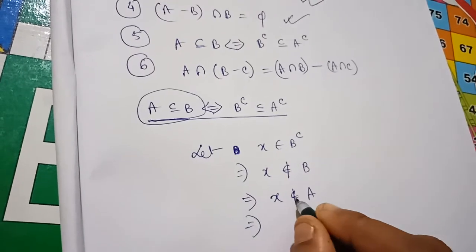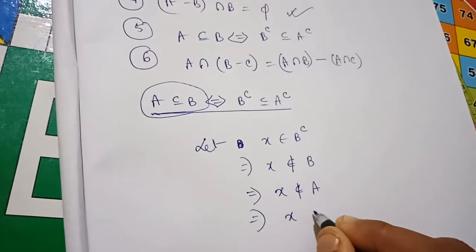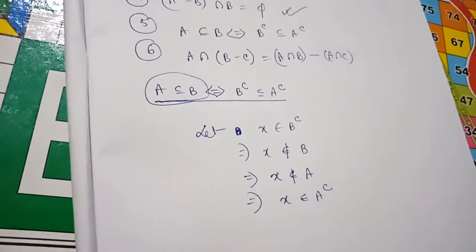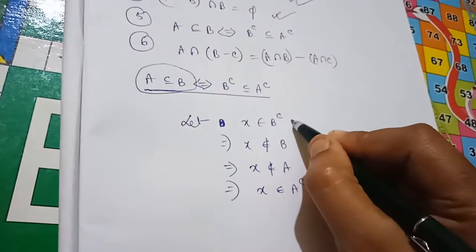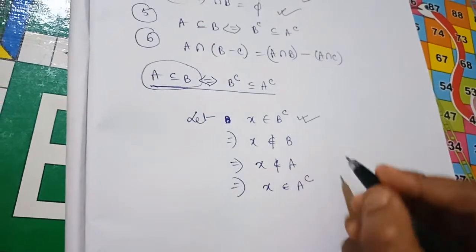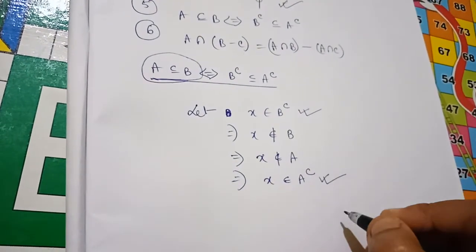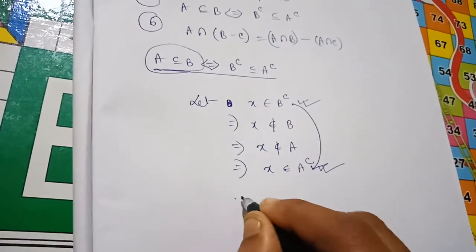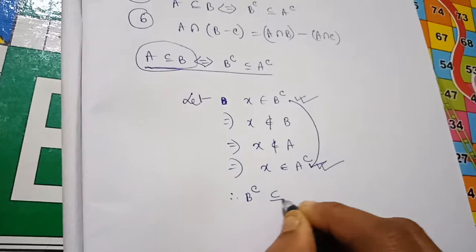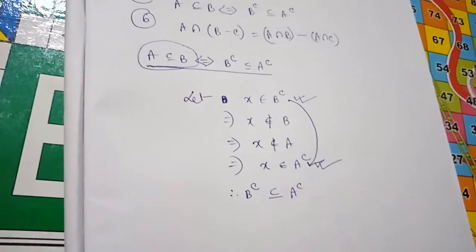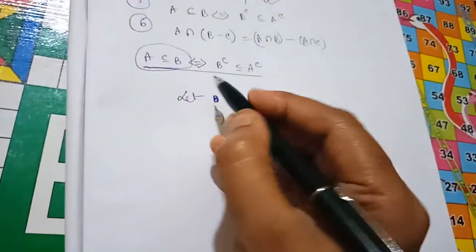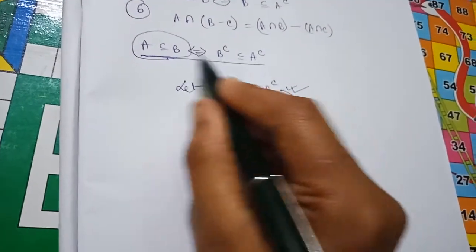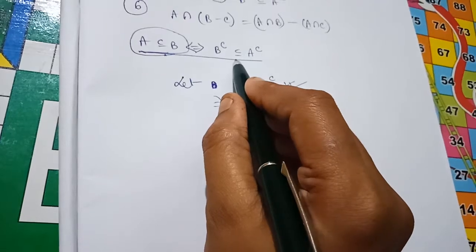Now if x doesn't belong to A, that directly implies x belongs to A complement. Now look, we started with x belongs to B complement, we ended up with x belongs to A complement. That means in this way we can say therefore B complement is a subset of A complement. So this is the process that we have just done from this to this. This is the given condition, this we need to prove.